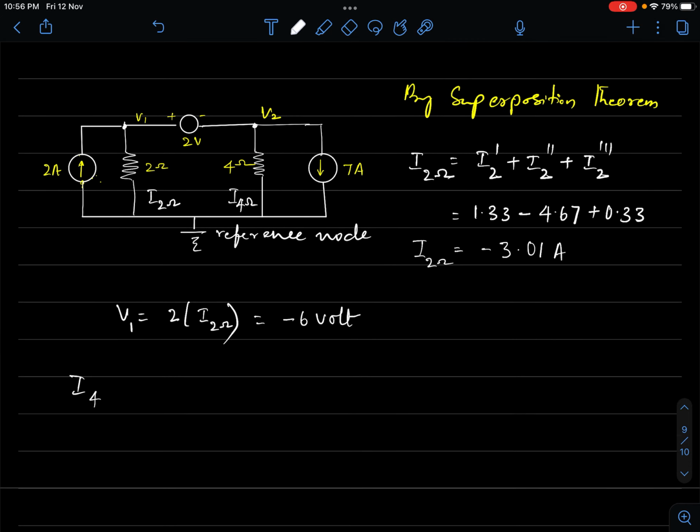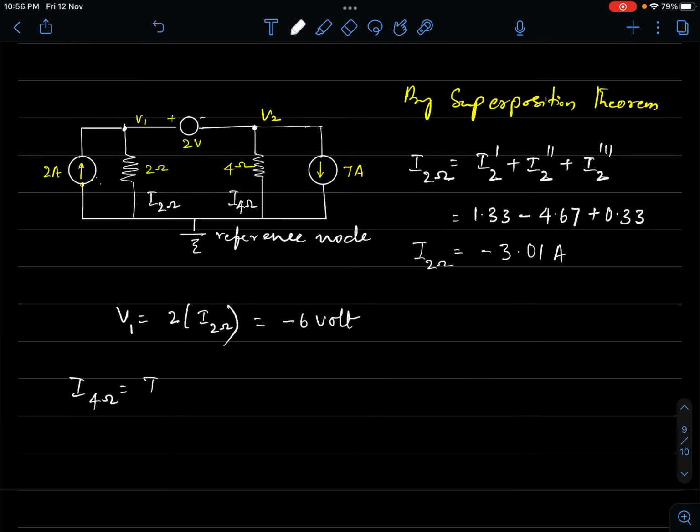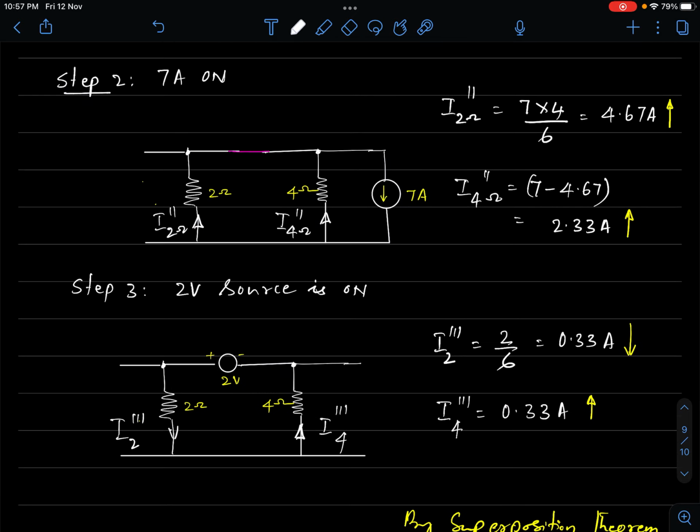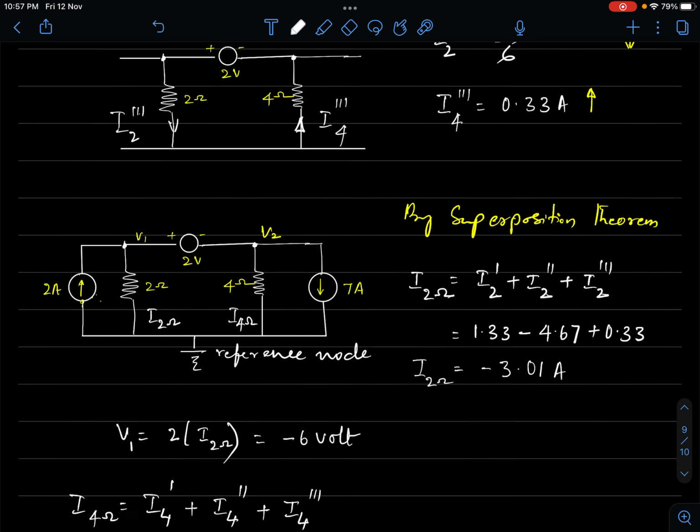Okay, so this is what we had got earlier. And what about the other current, I through 4 ohm? How do we do? I through 4 ohm is again I4 dash, that is the current in 4 ohm resistance due to the first source of 2 ampere, then I4 double dash, that is current through 4 ohm resistor due to 7 ampere current source, plus I4 triple dash, which is the current contribution in 4 ohm resistance due to 2 volt source. I will have to club all the three.